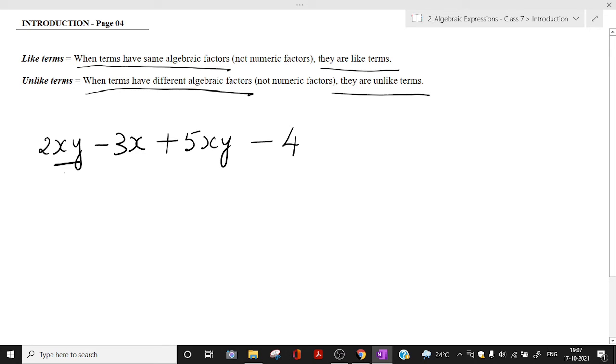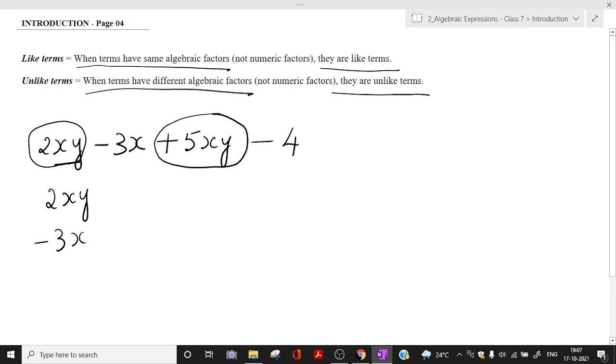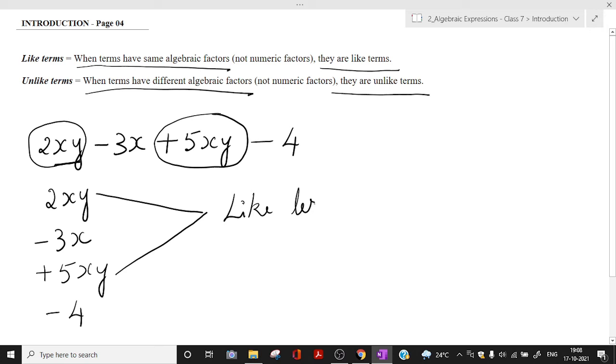the variables. If you look carefully, you have xy over here, and then we have xy over here, whereas over here you have only x, y is not there. So which are the terms over here? We have 2xy, we have minus 3x, we have plus 5xy, and we have minus 4. In this particular expression, 2xy and 5xy are like terms.